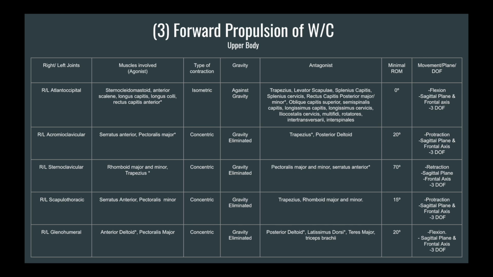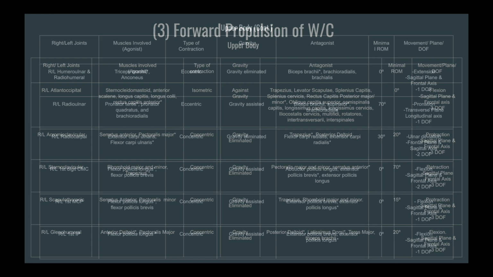For the scapulothoracic joint, it is going to be in protraction in the sagittal plane and frontal axis, with the serratus anterior being the main agonist and the trapezius being the main antagonist. For the glenohumeral joint, it is going to be in flexion in the sagittal plane and frontal axis, with the anterior deltoid being the agonist and the posterior deltoid being the antagonist.